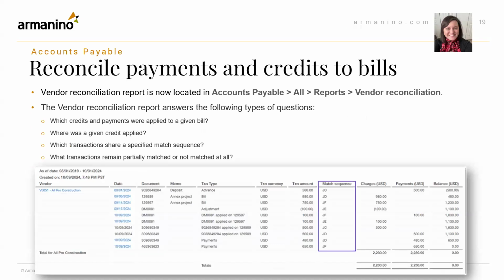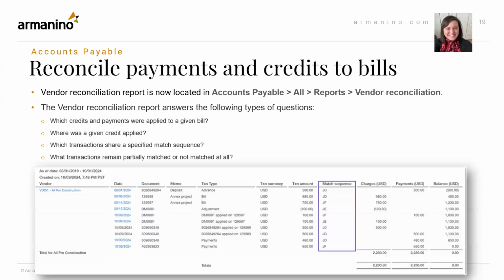Reconciliation of payments and credits to bills. So there's now a vendor reconciliation report; we talked about adding that permission within the permissions capabilities. This report also has another one that we'll talk about a little later for AR, for customer reconciliation. These reports help to answer what credits and payments have been applied to a given bill, where that credit was applied, which transactions share a specified match sequence, and maybe those outstanding transactions that remain partially matched or not matched at all.